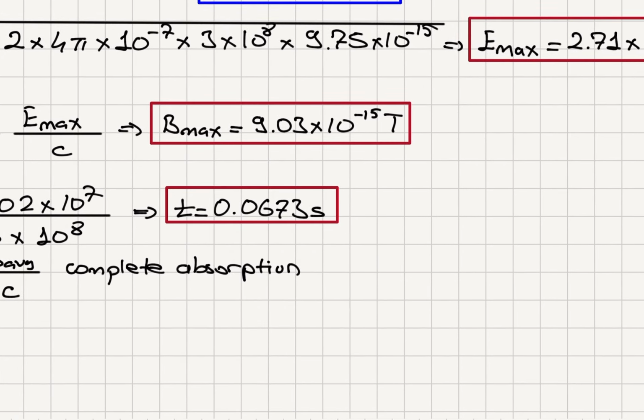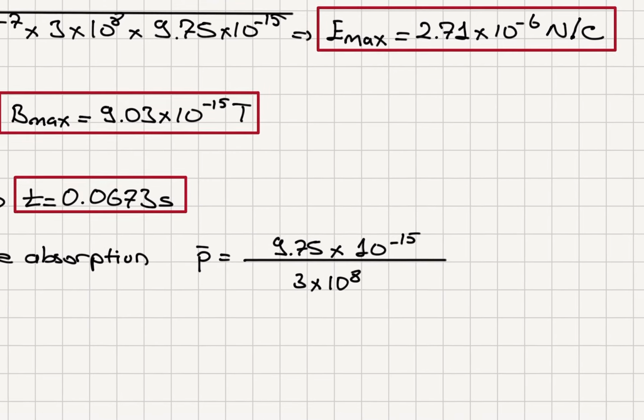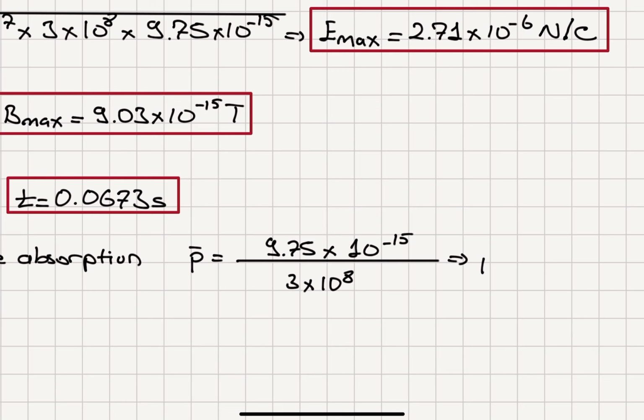So the mean pressure it exerts on the panel will be the intensity, 9.75 times 10 to the minus 15 watts per meter squared, divided by the speed of light, 3 times 10 to the 8 meters per second. So this gives us a mean pressure of 3.25 times 10 to the minus 23 pascals.